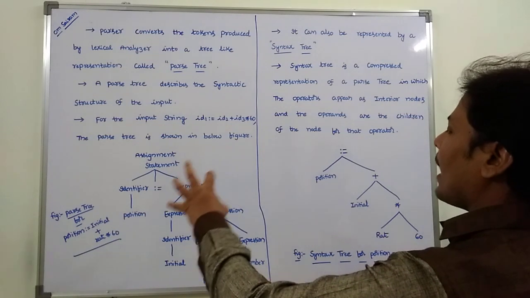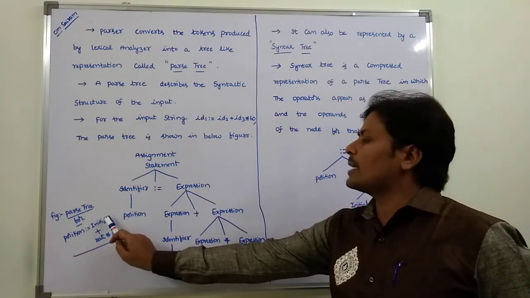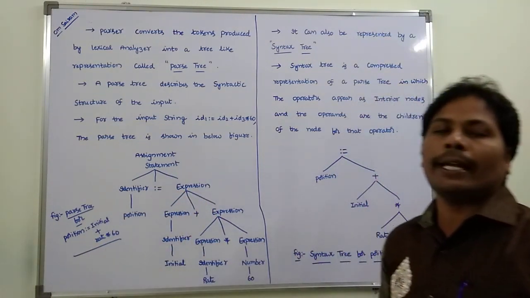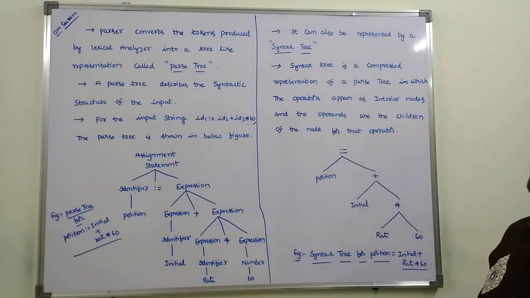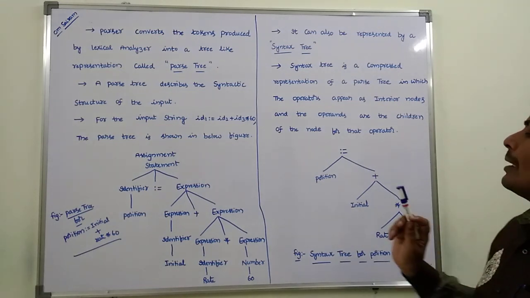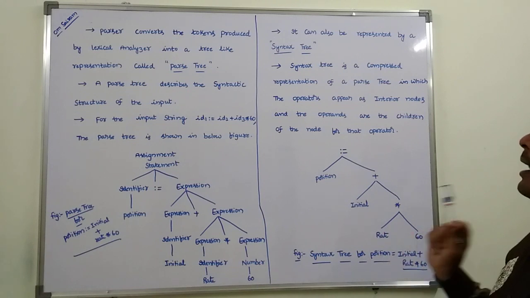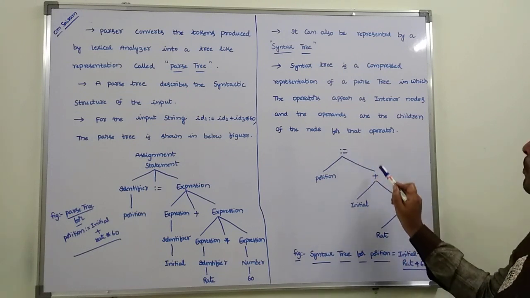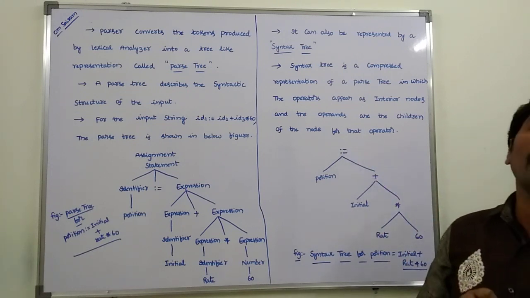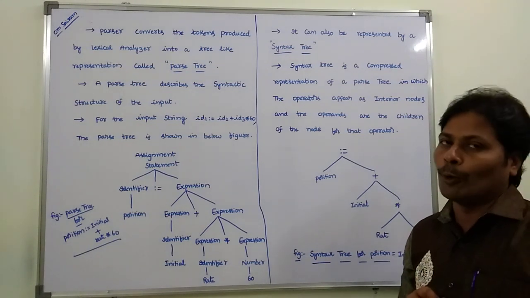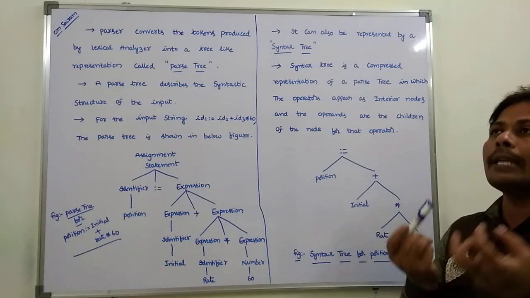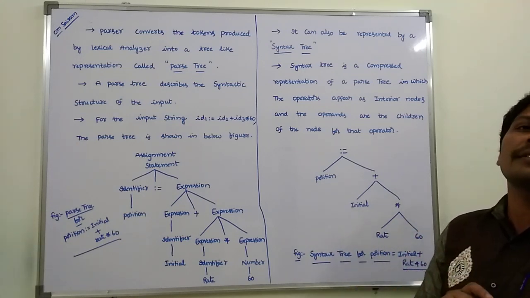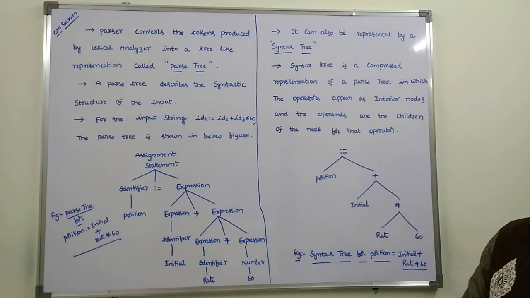For the same input string, position is equal to initial plus rate into 60, the syntax tree is this one. Here the operators are equal to, plus and into. Equal to, plus and into are called interior nodes. Interior nodes have some children, and they can be taken as parent nodes or root nodes.